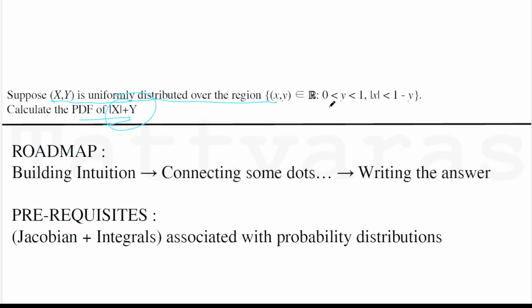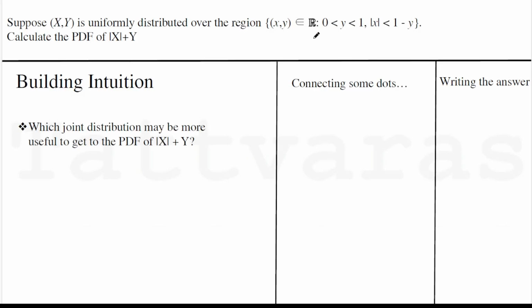So let's get started. Now, before connecting the dots to get to the answer, we have to build some intuition about how to get the PDF and whether the original joint distribution is the easiest possible joint distribution to get to the PDF. Notice that the uniform joint distribution has the mod x term quite aptly involved, and even the univariate distribution whose PDF we have to find has a mod x.